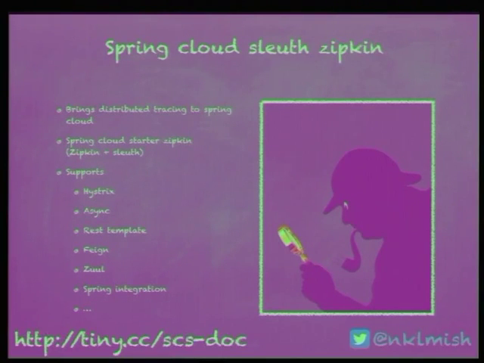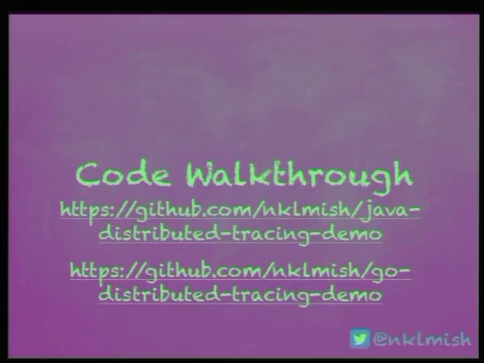Spring Cloud Sleuth brings distributed tracing to Spring. It supports Hystrix, async, RestTemplate, Spring Integration, and much more. So thanks to this, if you are building applications using Spring, just add Spring Cloud Sleuth as your dependency, and you have distributed tracing working out of the box. So basically, it has support for Zipkin.